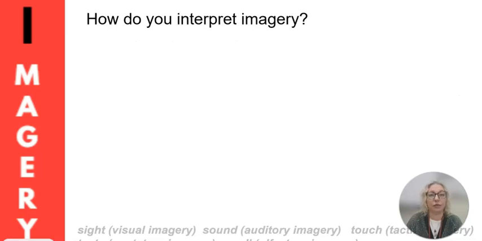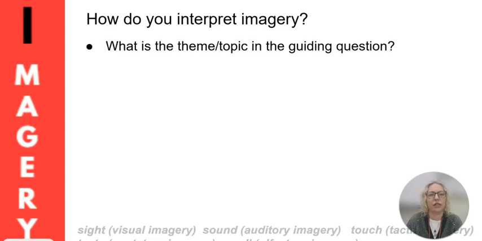And then we finally move into interpretation. You're going to ask yourself, what is the theme or topic in the guiding question? So these are guided literary essays we're writing. The guidance comes from a question. Every poem will have a question.